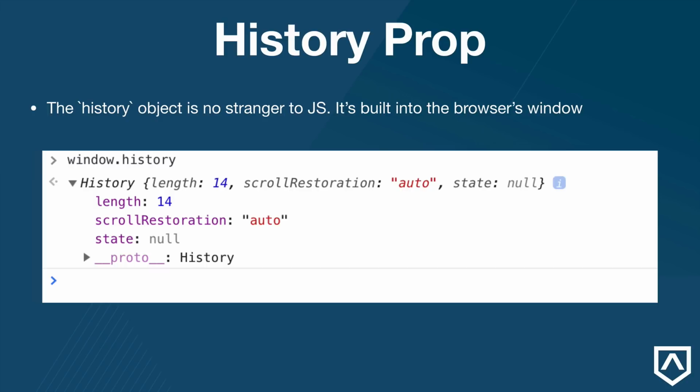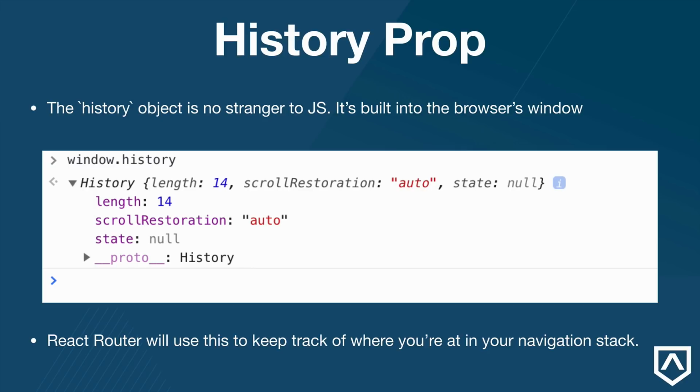Out of the box, it seems like maybe it's not that useful, but there are some really cool things that you can do with this history object. Its purpose is to store information about the browser's session. React Router will actually use this to keep track of where you're at in your navigation stack. Meaning if you click on a link and move from one route to another route, you can then save that transition in state in memory. Then you can access that change in a programmatic fashion.